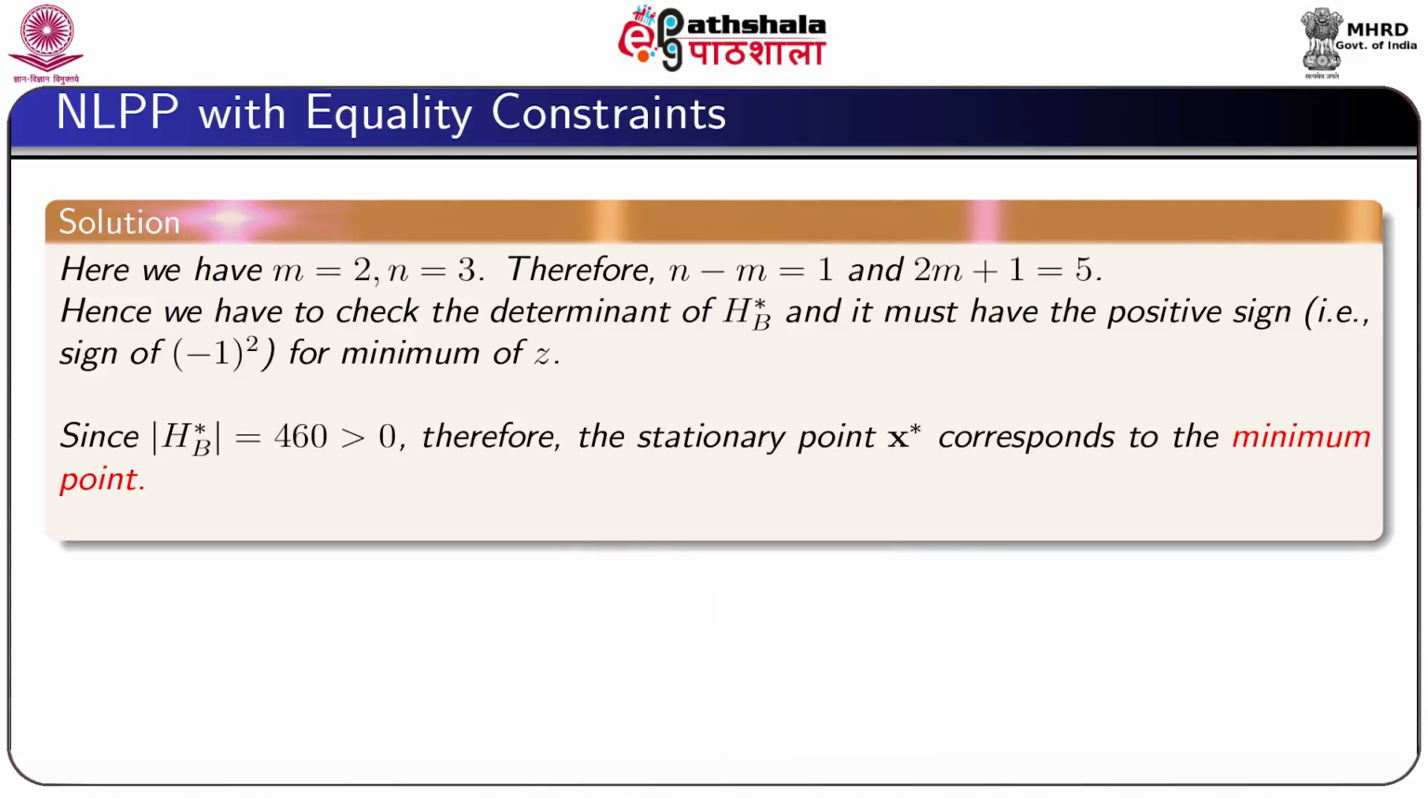Here we have m equal to 2, n equal to 3. So, n minus m equal to 1 and 2m plus 1 equal to 5. This means that we only need to check the determinant of HB star, and it must have the positive sign, that is the sign of (minus 1) to the power 2. Since determinant of HB star is equal to 460, which is greater than 0, therefore, the extreme point x star corresponds to the minimum point.